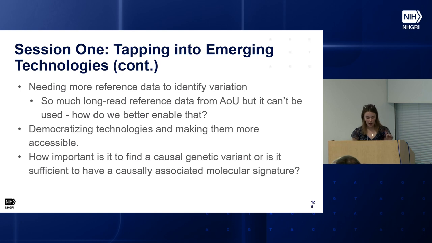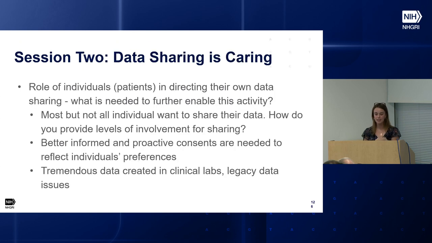And then continuing on that, we also noticed that there's a need for more accessible long-read reference data, and that there is a need to democratize technologies to make them more accessible. We also came away with a pretty well-defined question that requires further investigation, which is: is it sufficient to have a causally associated molecular signature, or is the causal genetic variant a necessity? So those were our takeaways from session one. If you have anything else you want to add, feel free to note it down, and then we can talk about that at the end.